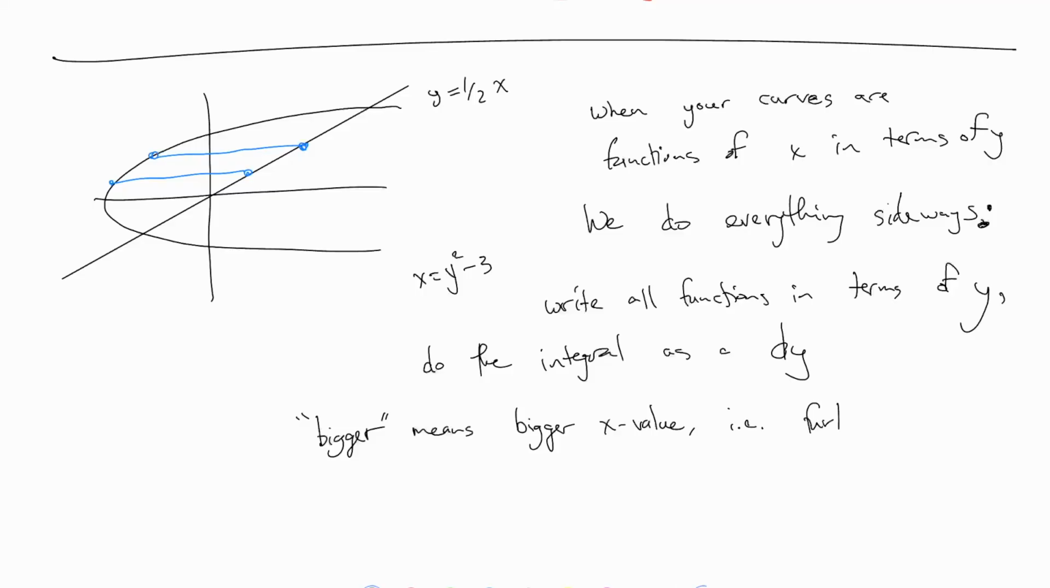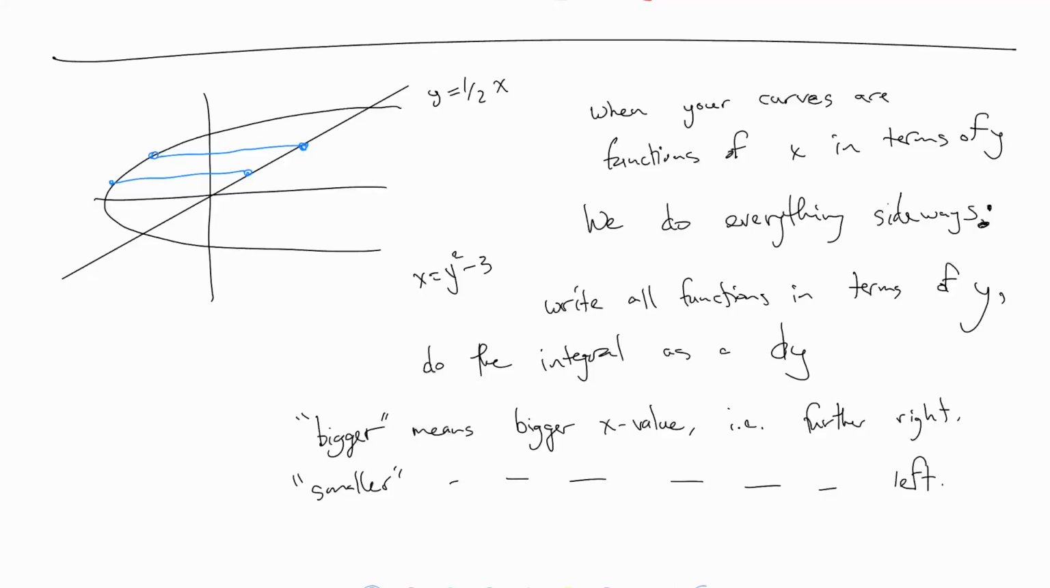Further to the right, and the smaller means further to the left, all right? So it's still the bigger minus the smaller, but it's in terms of x values now. And the little a and the b, the boundaries on the integral, they should be y values, not x values.